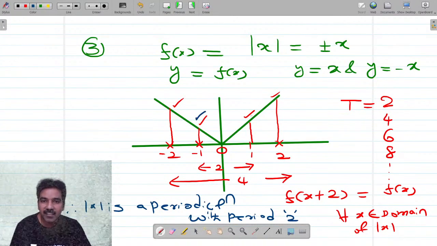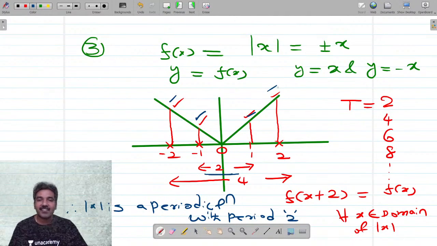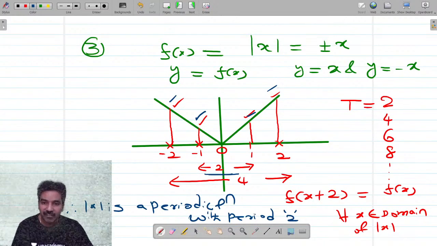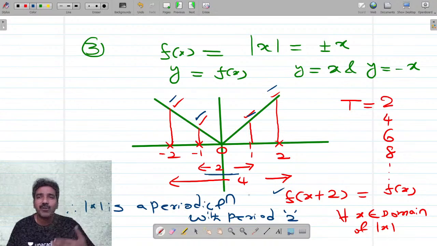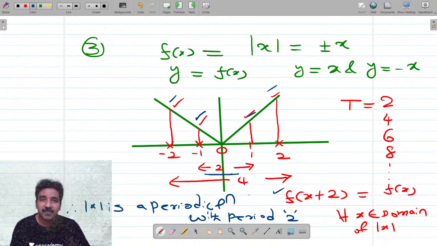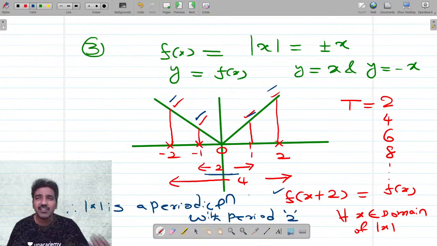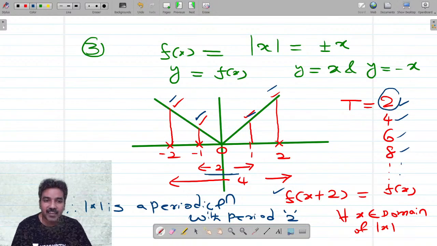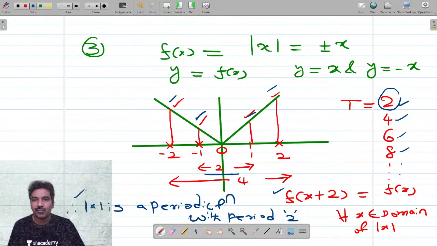Here, at this tick, this and this, the function takes the same value. Here the length is becoming 2. Here also the function takes the same values. So in that case the length is becoming 4. That means the value of t is becoming 2. f of x plus 2 equal to f of x. This is the mathematical version. After every 2 units, I should not say time, after every 2 units, the function takes the same value. So the possible values of t are 2, 4, 6, 8, etc., and out of these 2 is the smallest number. So therefore, I can say that mod x is a periodic function with a period 2.